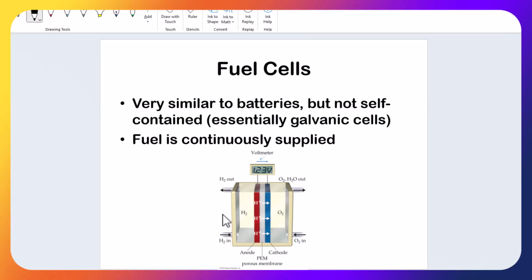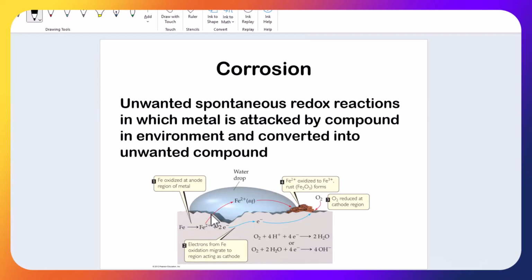Hopefully we can get these into cars. The problem is hydrogen storage. There's got to be some safe way to store hydrogen before fuel cells will be big players in internal combustion engines. Corrosion is a redox process.